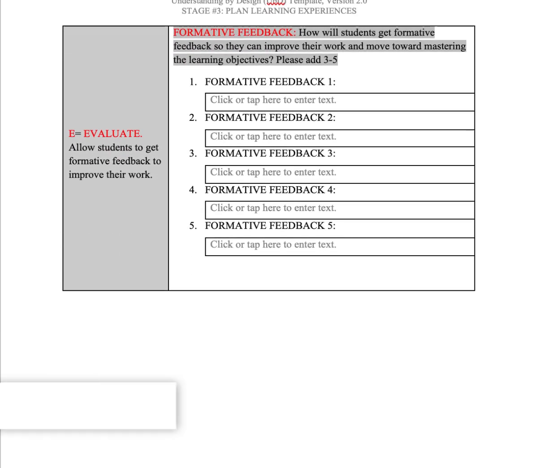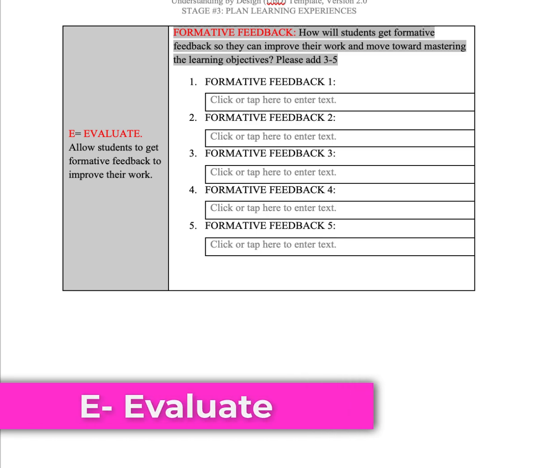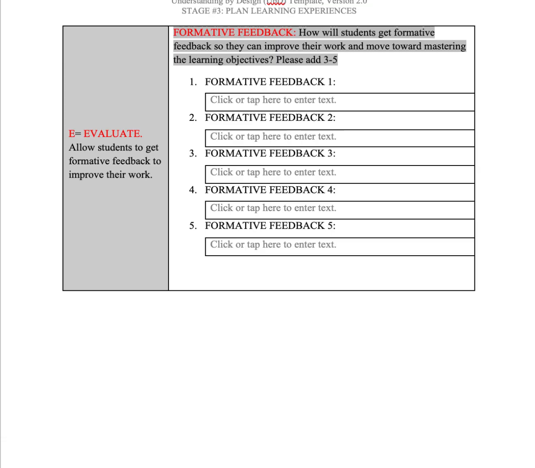Next, we'll move on to the second E of the WHERETO acronym, which is where we evaluate. So this is where we allow students to get feedback along the way to improve their work. In this part of the template, you will list how students will get formative feedback along the way so that they can improve their work and move toward mastering the learning objectives.